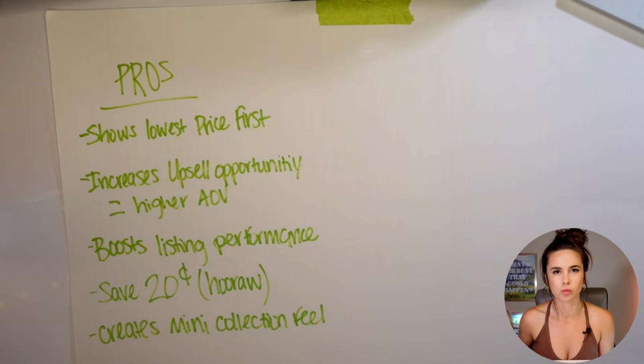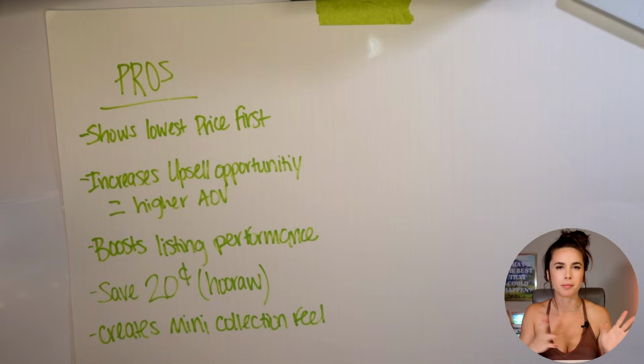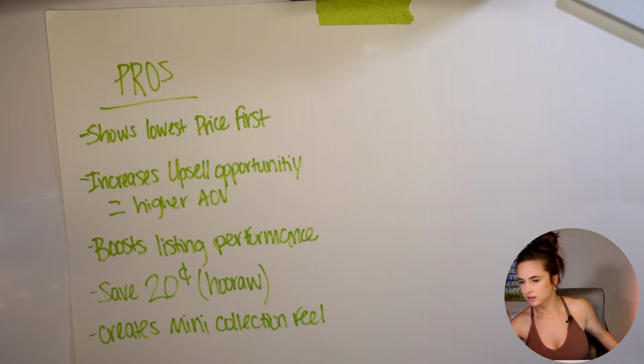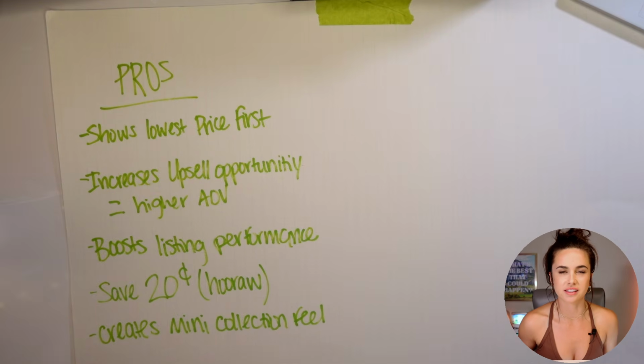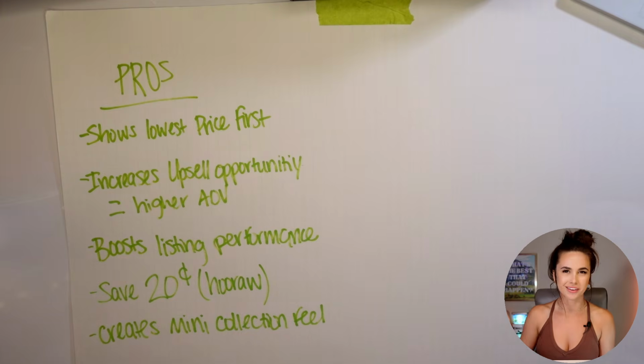having multiple items in one listing gives it a bit of a mini collection feel, which also visually organizes your store and improves your storefront's aesthetic and buyer experience. And we love that, so why not do that? Anyways, let's move on to the cons.